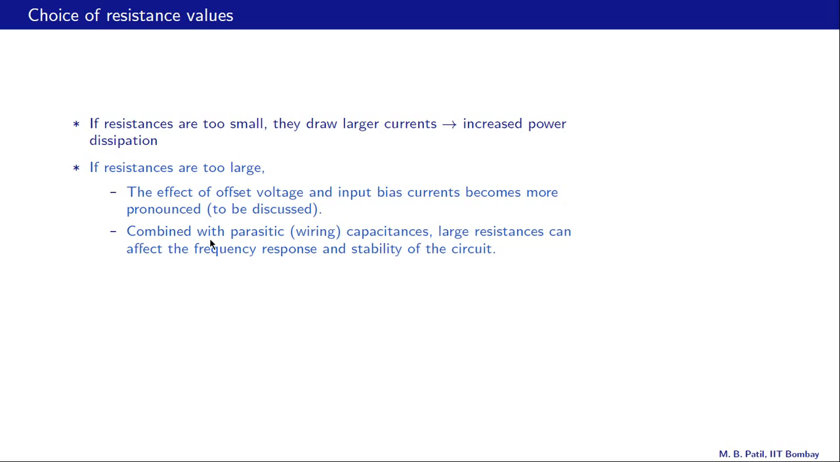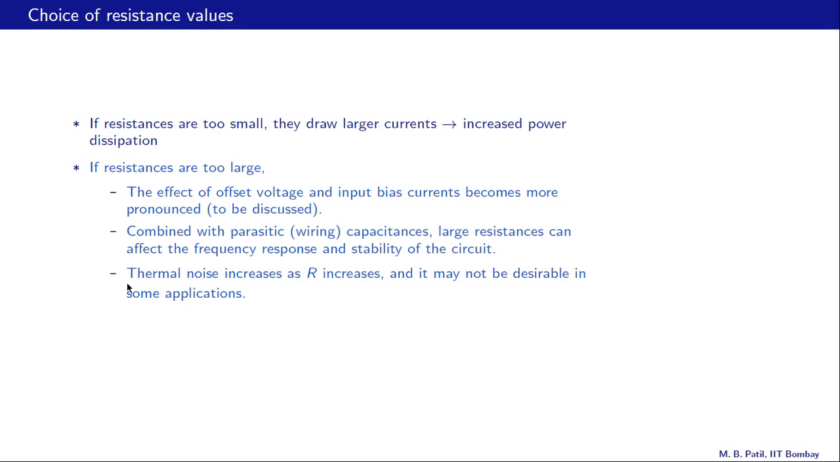Second, combined with parasitic or wiring capacitances, large resistances can affect the frequency response and stability of the circuit. To give an example, say we connect an op-amp amplifier circuit and give certain input voltage and expect a certain output voltage. Now we connect our output to the oscilloscope and find that there are some oscillations at the output which have nothing to do with the input voltage. Now this kind of situation can arise if the circuit is unstable, and that can happen if the resistances are very large, and therefore those should be avoided.